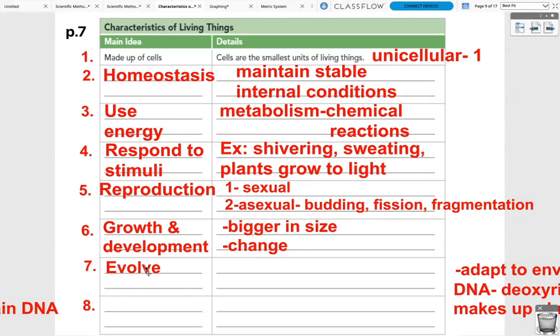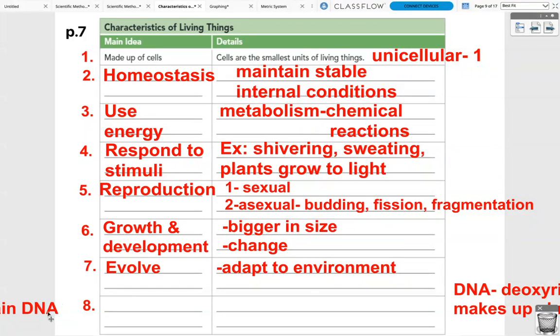The next one we're going to put on the list is evolve. All living things adapt to their environment. Over time, those adaptations may get selected for, and that's the process of evolution. So organisms will evolve and they will adapt and change over time.